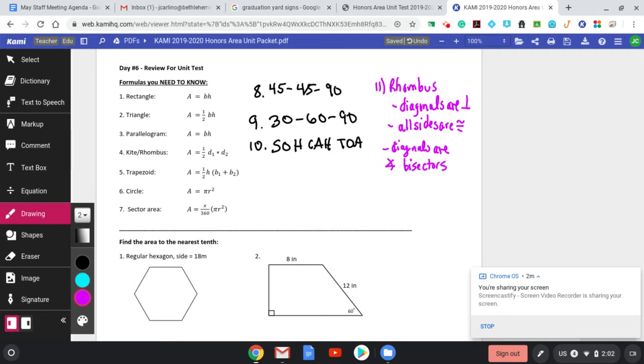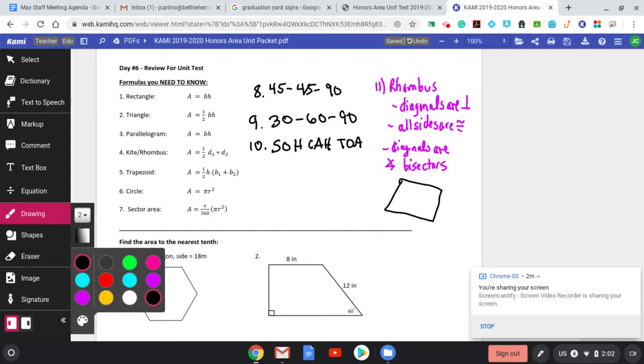If you forget what that one looks like, here's my rhombus. Here's my diagonal, congruent, congruent, congruent, congruent. Okay, so remember that. Those are some of the things you definitely want to go in knowing and being prepared for, because I did not make this test the easiest one.